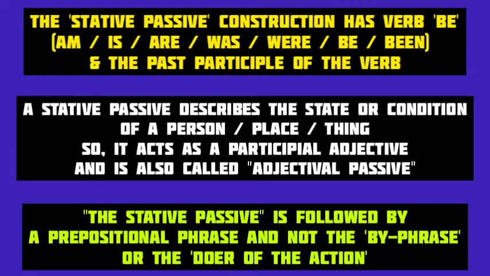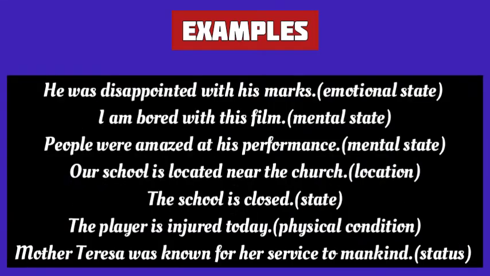But remember, the stative passive doesn't show any action or activity unlike the dynamic passive. As a result, a stative passive construction is not followed by the by phrase mentioning the doer or agent of the action. It's simple. No action indicated means no doer or agent of the action. But the stative passive is followed by a preposition or a prepositional phrase in the sentence.